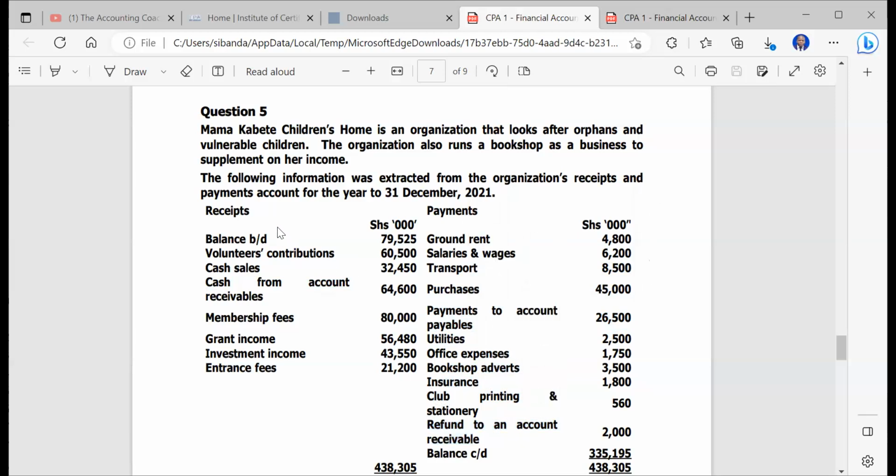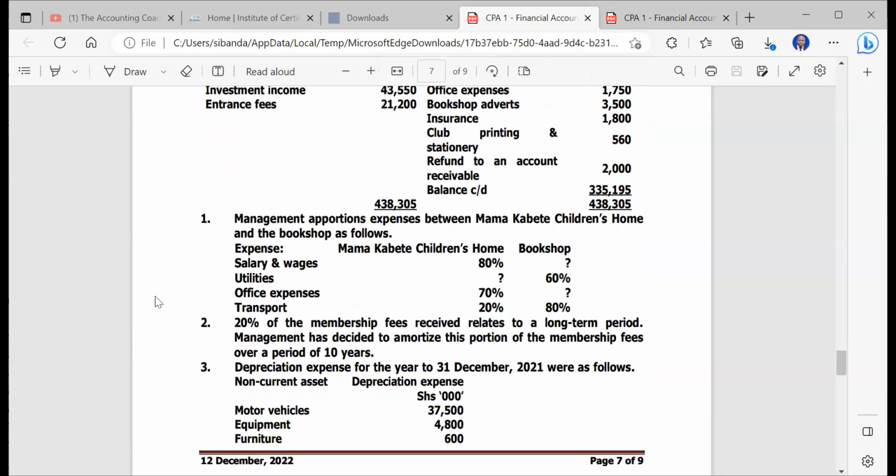Now, it's very important that when you're looking at your receipts and payments, you're able to identify which items relate to the bookshop and which items relate to the overall organization, which is Mama Kabete Children's Home. So that is important. Now, we come to the additional information, and I want you to see they're telling us that management apportions expenses between Mama Kabete Children's Home and the bookshop as follows. They're telling us that the expense is salary and wages, 80%, and then they are putting a question mark. Now, I want to first come here.